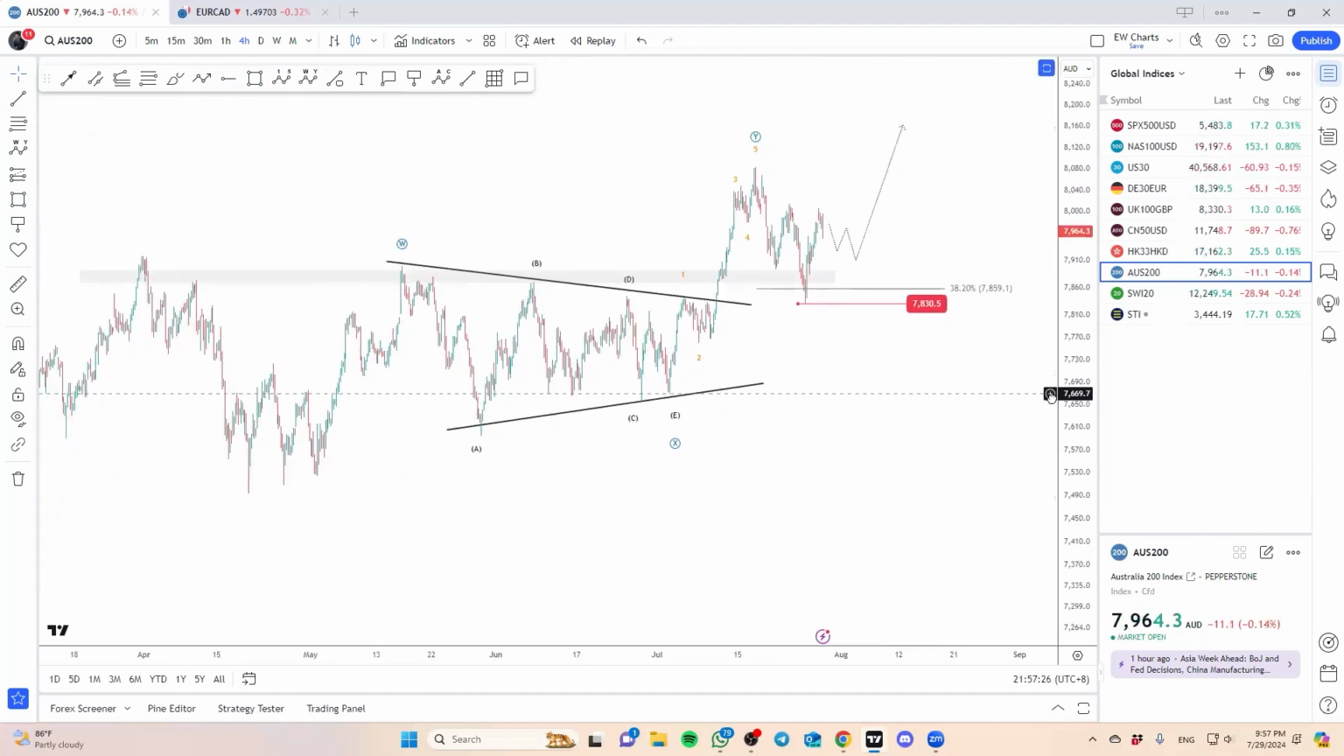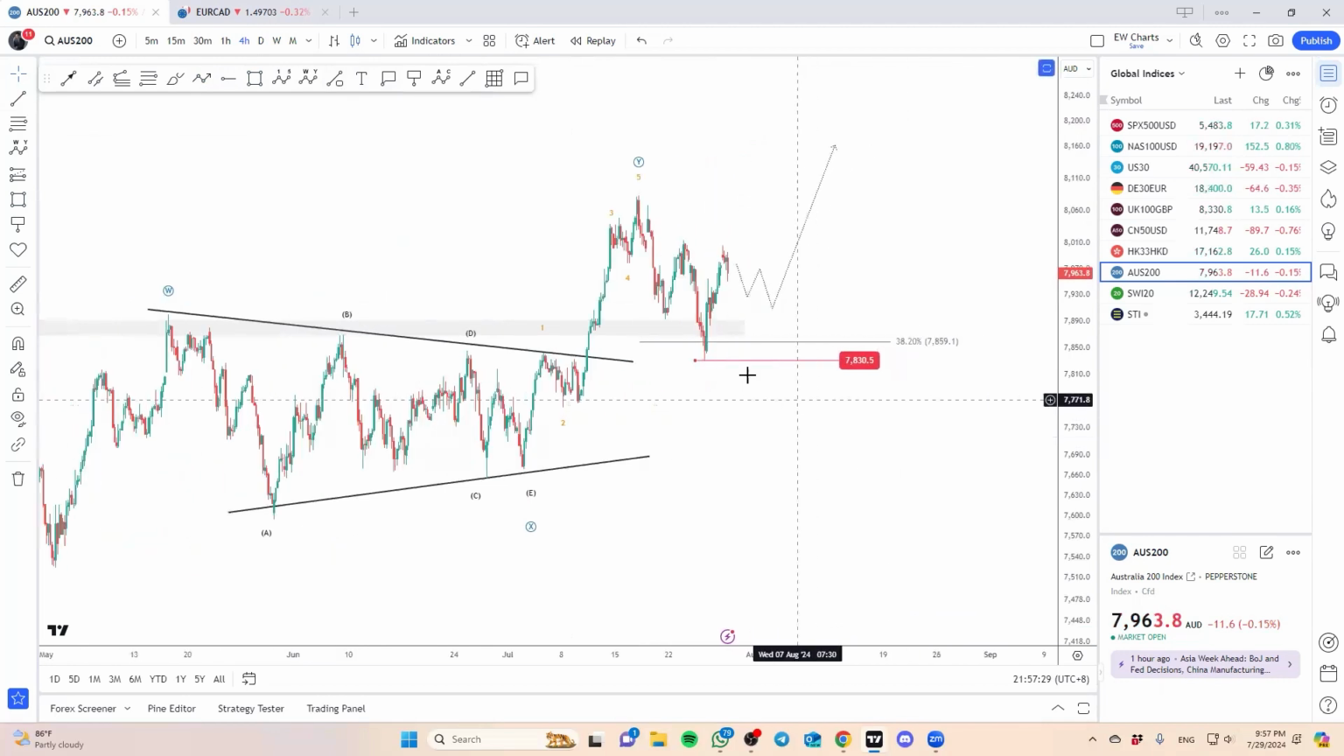So the Aussie here, in terms of the index, right? As long as price remains above that low and respects that low, we can start to expect a little bit more upside.